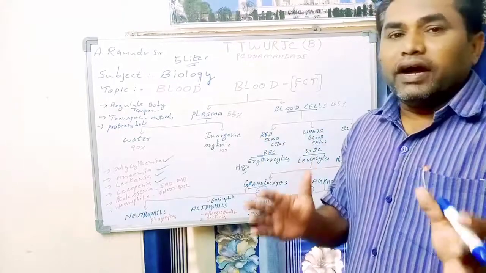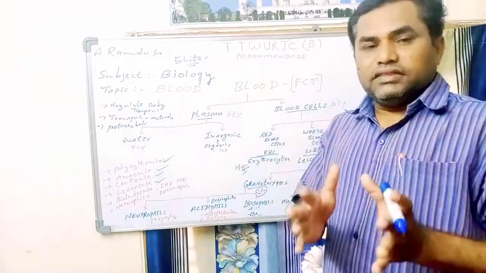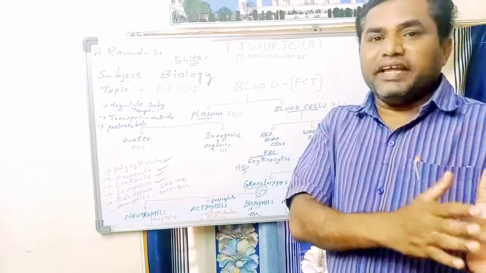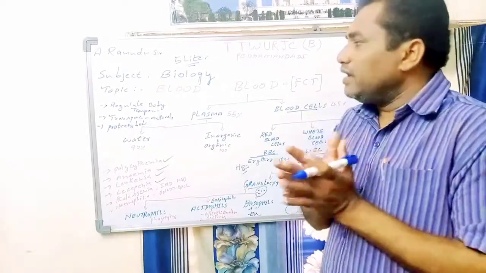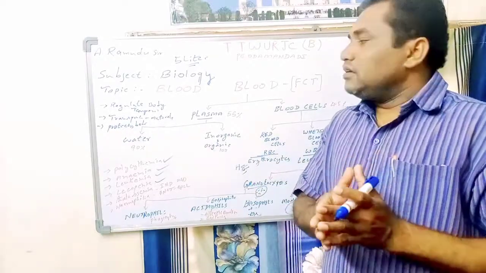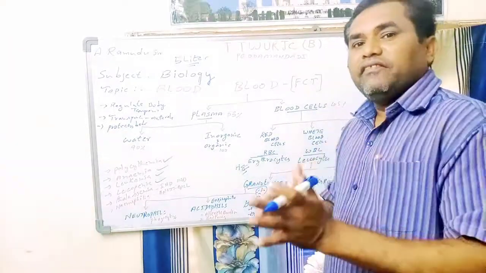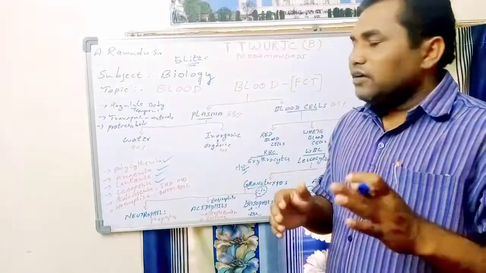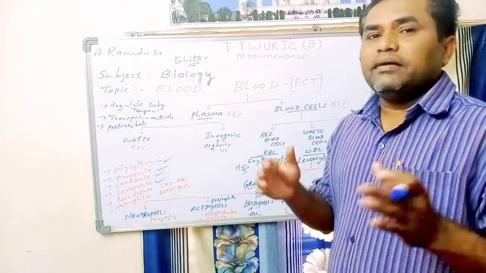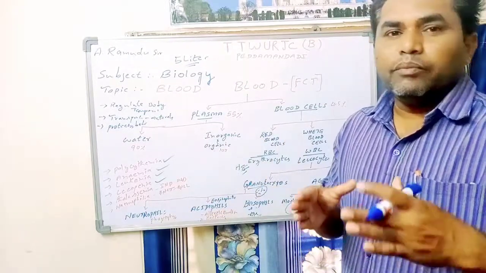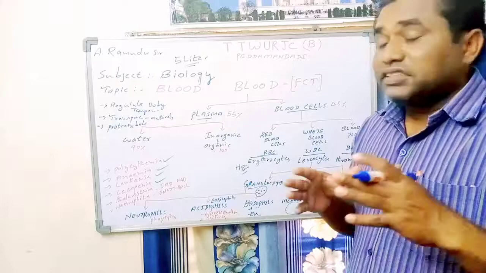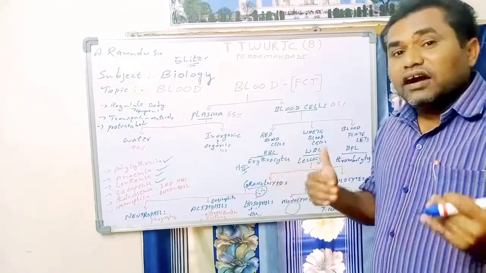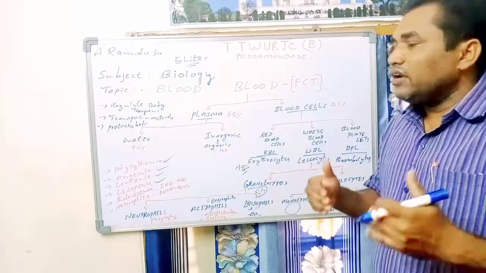So the functions of blood are mainly three. The first function is transportation of materials like oxygen, carbon dioxide, food materials and waste materials from one place to another place of the body. The second function is to maintain the body temperature. The third function is that it protects our body by increasing our immunity.